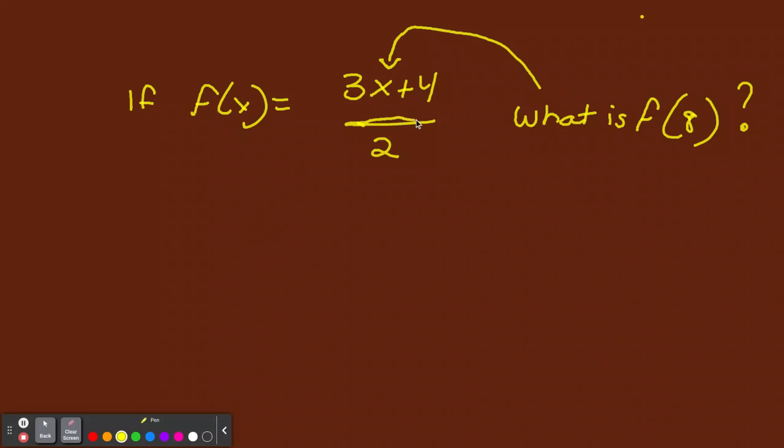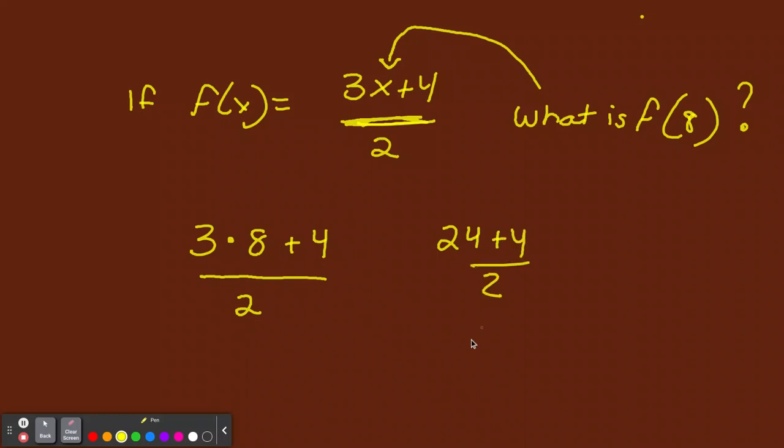Always do whatever is in the numerator first, right? So we're going to have 3 times 8 plus 4. We have to get rid of that first, then divided by 2. So here we have 24 plus 4 over 2, which is 28 over 2. Fix that 8. It's a little sloppy. And we know it's 14. There we go.